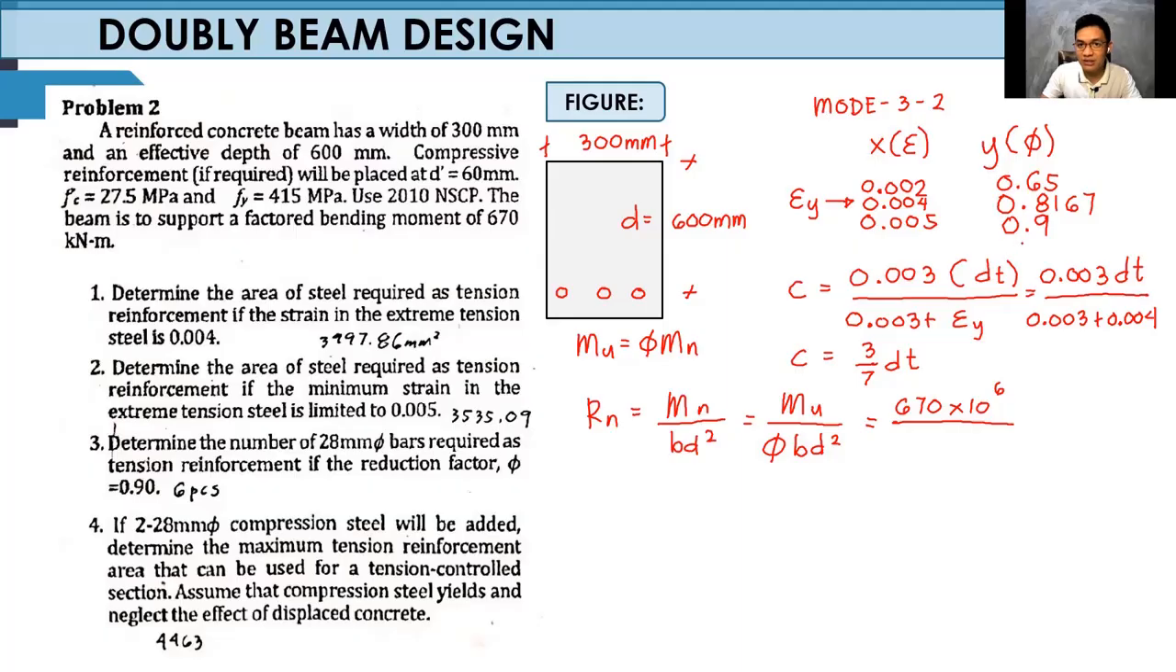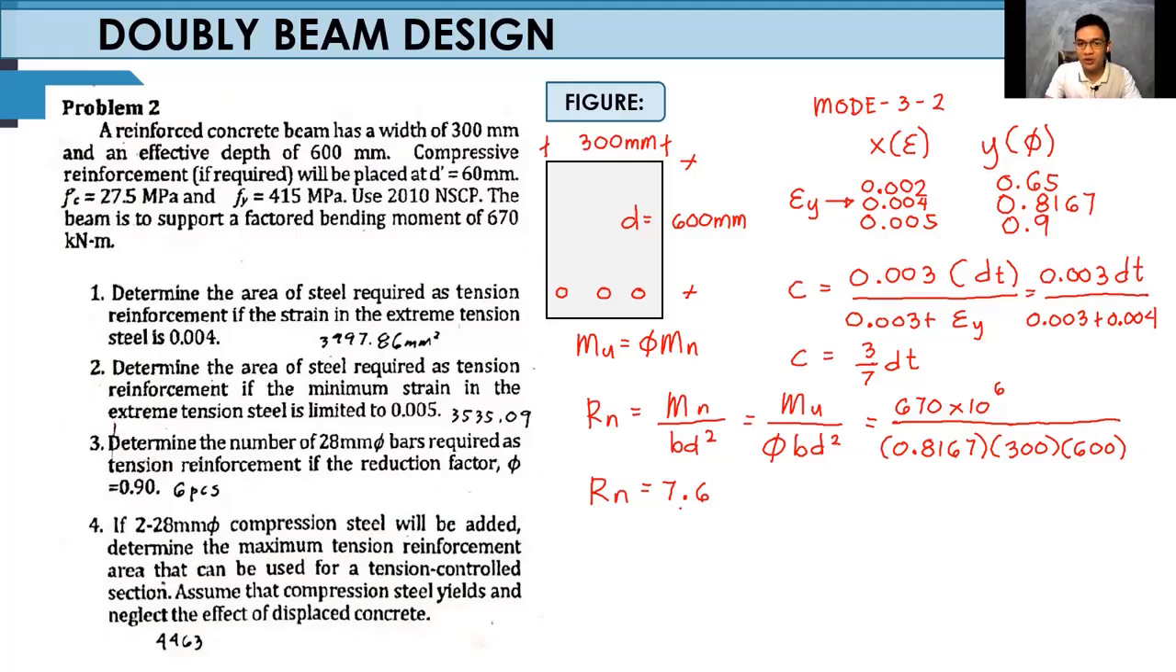Then phi natin, which is na-solve natin kanina, which is 0.8167. Then base natin is given naman din siya, 300. Then yung ating depth, which is also given, which is equivalent to 600. So by using our calculator, we can compute our Rn, which is equivalent to 7.6. Yan siya. So, alam na natin yung process, di ba?